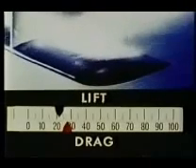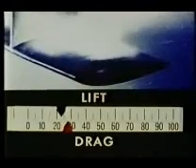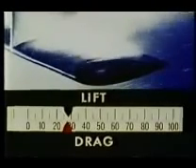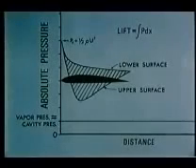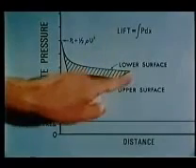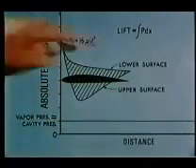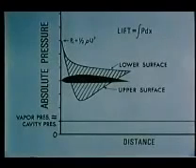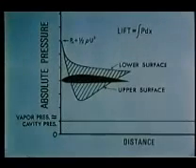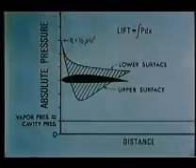We can get an idea of what has happened by examining the pressure distribution on a hydrofoil section. This curve represents the pressure on the upper surface, and this one, the pressure on the lower surface, before cavitation begins. The lift is proportional to the difference in the areas under the two curves.